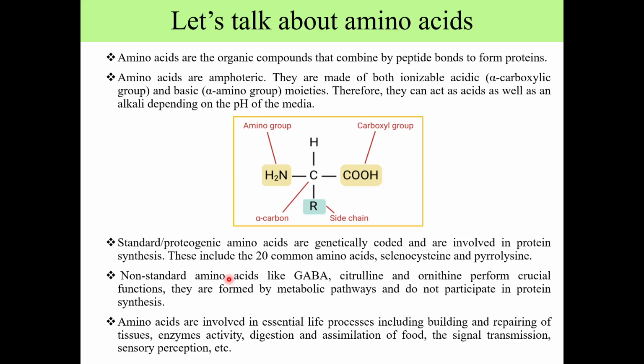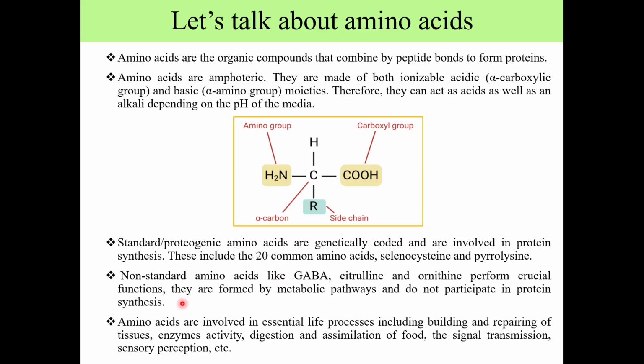Now, what are the non-standard amino acids? Non-standard amino acids are not involved directly in protein formation, but they are involved in different physiological processes. For example, citrulline and ornithine are important in the urea cycle. GABA, gamma aminobutyric acid, is an important neurotransmitter in the human brain. Then of course you might have heard about hydroxylysine, and these modified amino acids which are found in collagen.